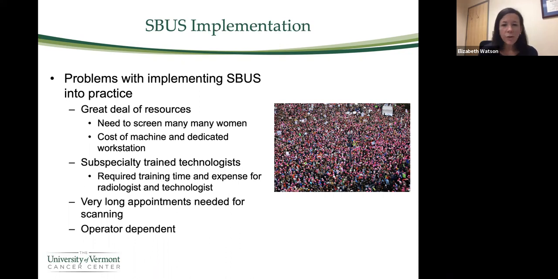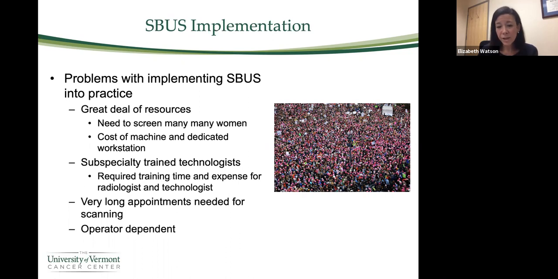It requires a great deal of resources. We need to screen many, many women in order to find those additional 2 to 3 or 3 to 4 cancers per 1,000 women. We do have to pay for the machine. There's a cost involved, a dedicated workstation for the radiologist to use. There are definitely costs involved.